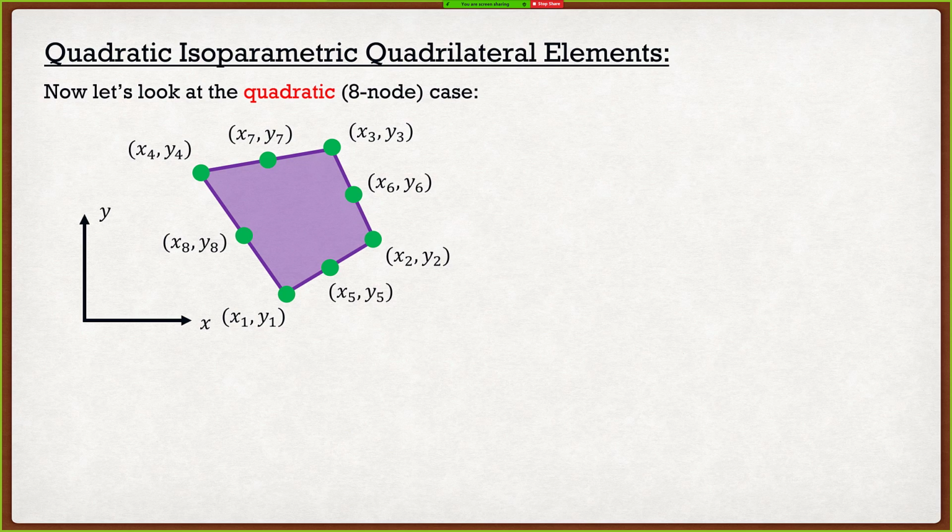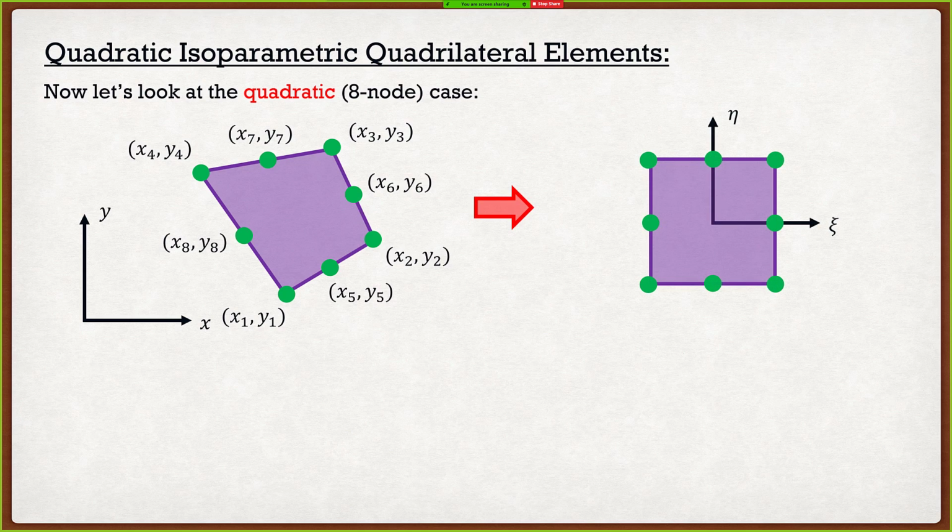We're going to take this in the global system and transform it into our natural coordinate system. The nice thing about this natural coordinate system is we're always going to keep it from -1 to 1. So our coordinate points are going to be as follows. It's actually really nice to see what's going on here.